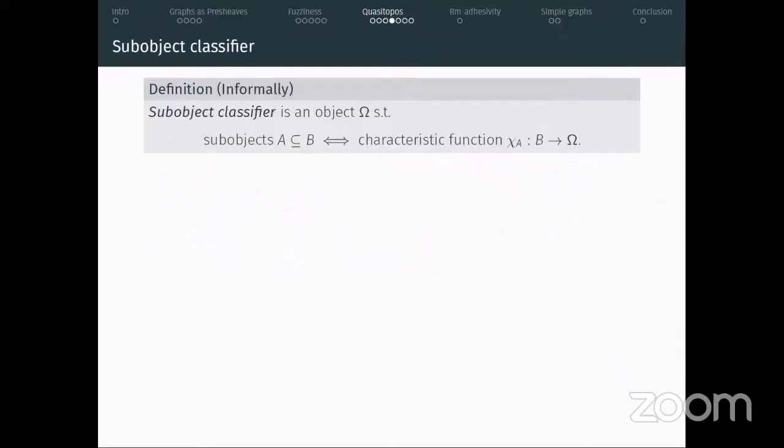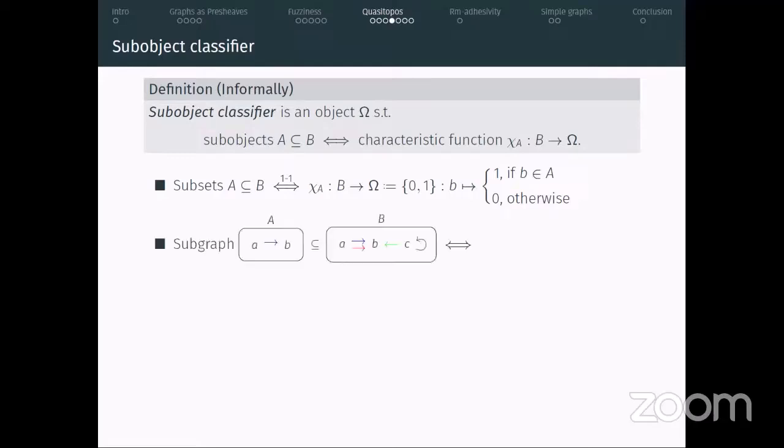Another thing that you need to be a quasitopos is to have a subobject classifier. Informally, the definition involves a pullback, but visually it's like this: you have a bijection between subobjects and characteristic functions. And I really like this definition because I feel it's quite visual, also in the graph example. For sets, we all know that there is a bijection between subsets of a main set B, where every subset A corresponds to a function from B to the set {0, 1}, where if you are in the subset, you are sent to 1 and to 0 otherwise.